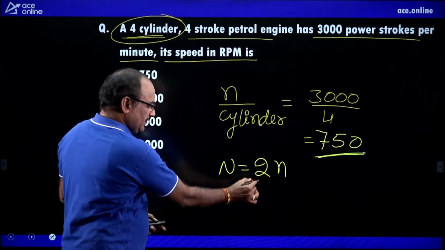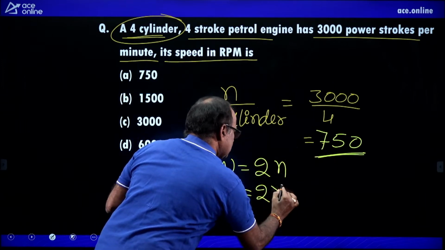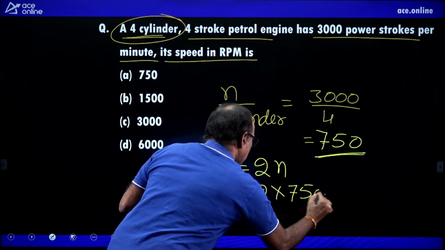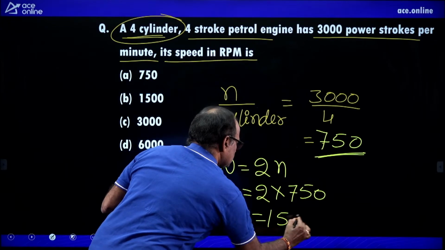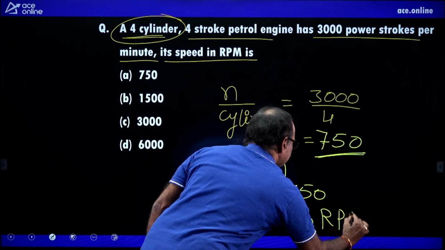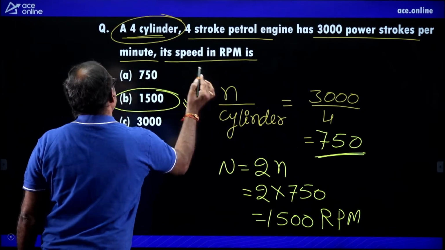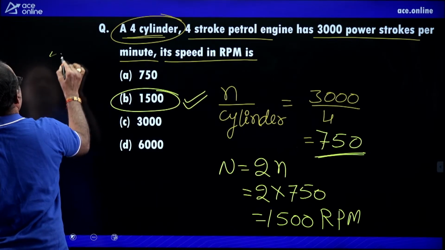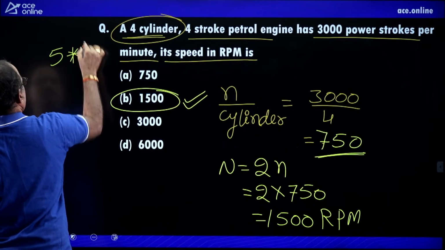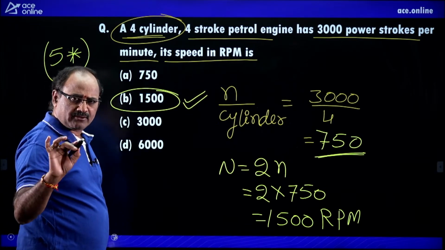2 into number of working strokes. That's what I wrote. It is equal to 2 into 750, equal to 1500. So that is the RPM, revolutions per minute. Look at the options. Option B is absolutely correct. This is the most expected question, I can say a 5-star question. 5-star question means most expected question in the competitive exams.